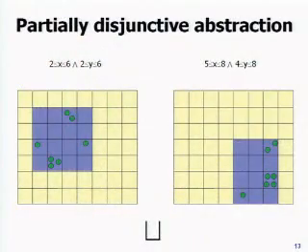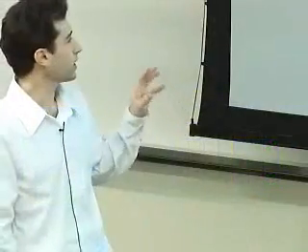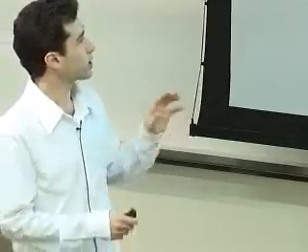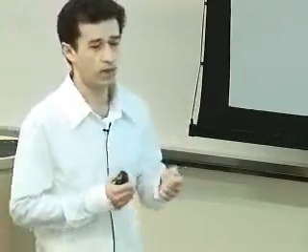So this is very simple. Now, here's an example of a partial disjunctive abstraction. In this abstraction, we take a set of points and we cover it by a single rectangle. And so you can see that the abstract states are actually conjunctions that correlate x and y. But in this abstraction, I'm tracking x and y independently.